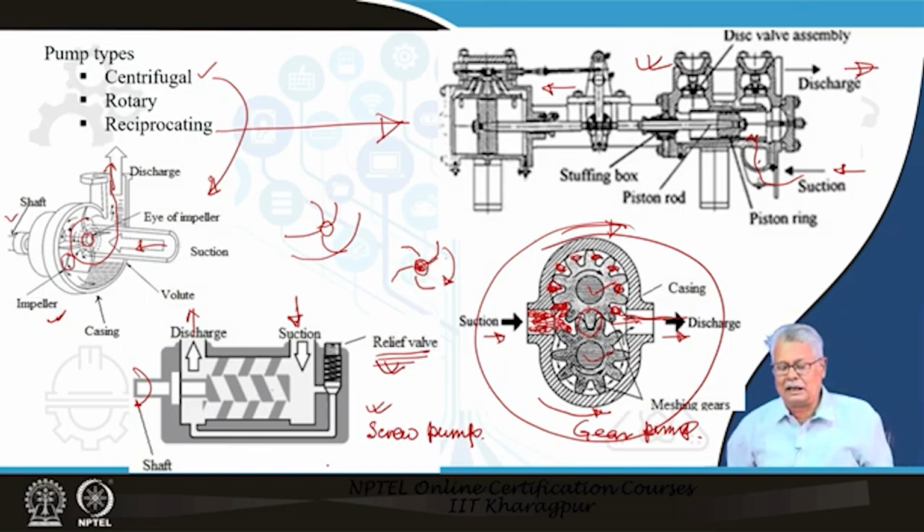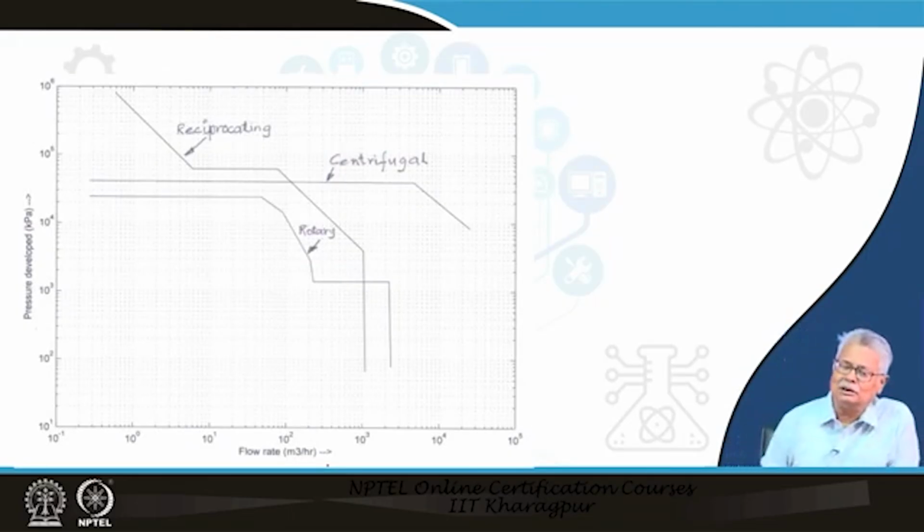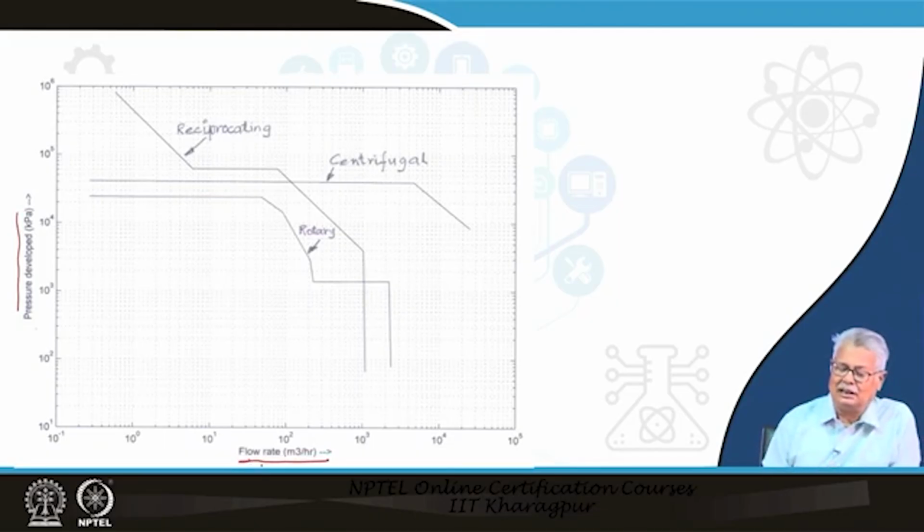I believe you now have an idea about the centrifugal and rotary and reciprocating pumps, and we move forward. Quite naturally, whenever you are to select what type of pump you require, there is a guideline which is normally referred to. Here it is a flow rate and here you have a pressure. This is a typical industry guideline graph, which is only a guideline. It's not a sacrosanct thing.